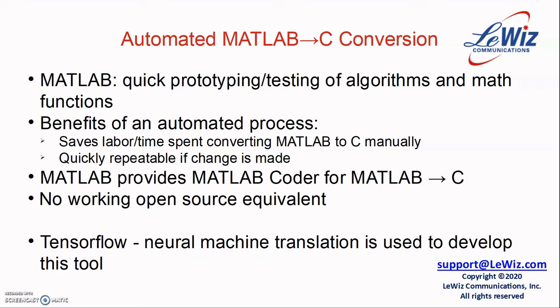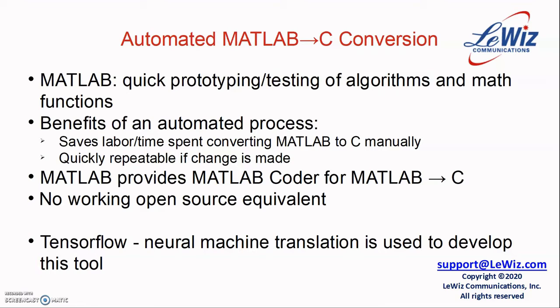The benefits of an automated process means saving labor and time spent on converting MATLAB to C manually, and if a change is made in MATLAB, then it's quickly repeatable. MATLAB provides a MATLAB Coder to convert from MATLAB to C. However, there's no working open source equivalent.